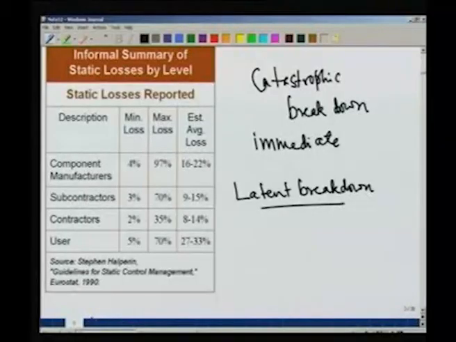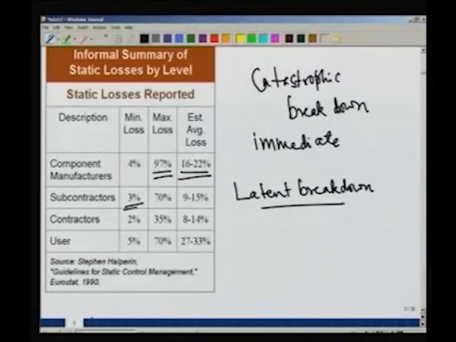Indeed, if the user can cause a breakdown, perhaps breakdown takes place at all levels: when there is a manufacturer, when it goes to the contractor, when it is packaging and things like that. And here is a table which the engineering experts have actually compiled. You see that the component manufacturers themselves spoil their equipment, sometimes up to 97%. On average, 20% of what the manufacturer manufactures is lost to us because of electrostatic discharge. Then there are subcontractors who buy this equipment and assemble it, like various computer firms that we have in our country. There, the loss goes from 3% to 70% with a mean of about 9 to 15%.